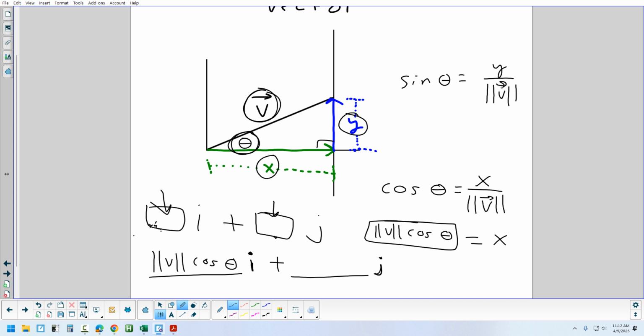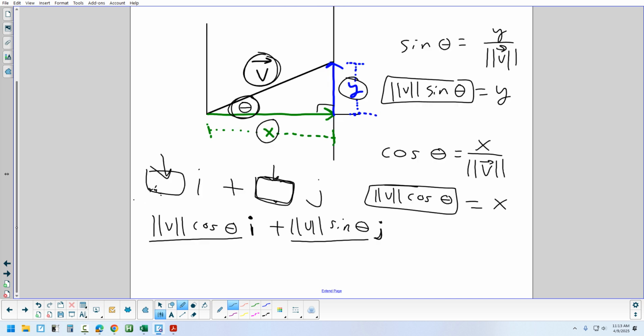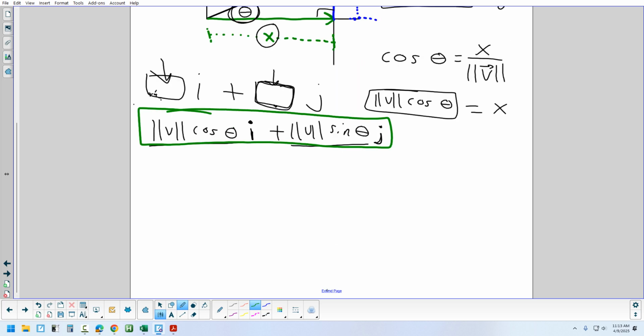All right, so length of opposite over length of hypotenuse. And that means the y, which is the vertical component, goes in that box. What would be the formula for y? The magnitude of v sine theta. Yes. So that is the formula for a velocity vector.